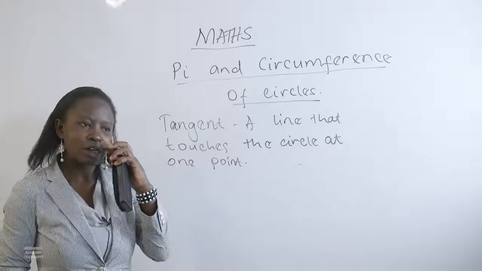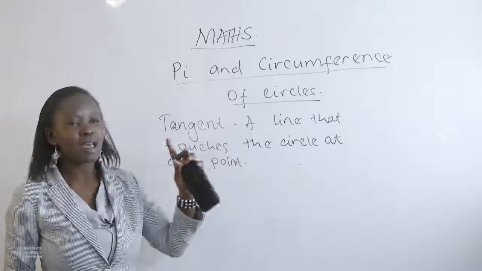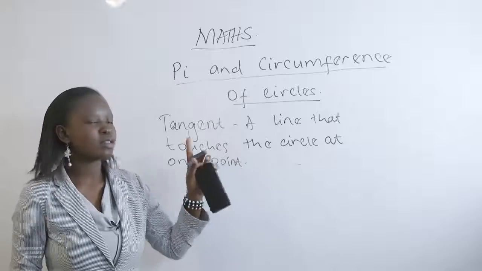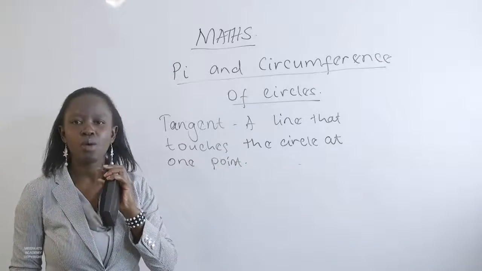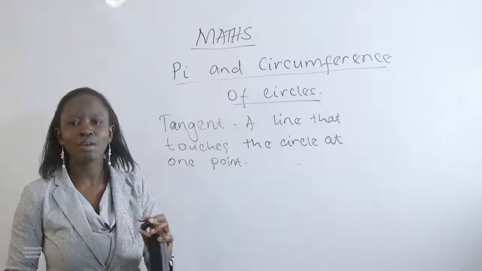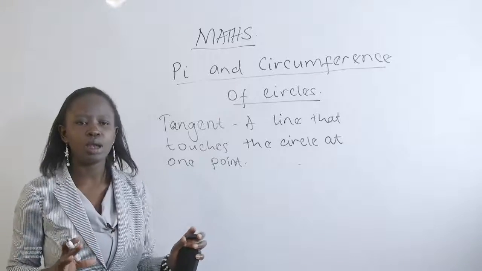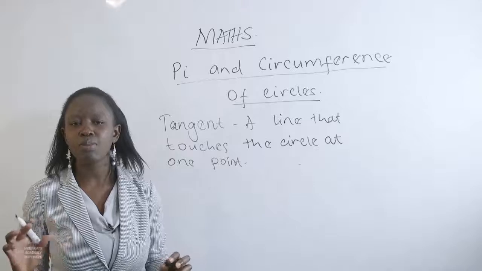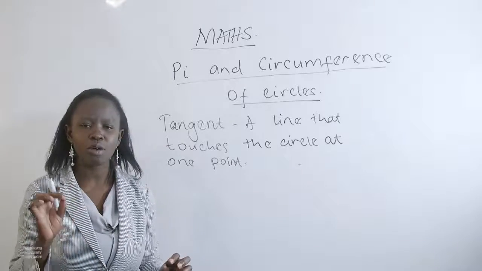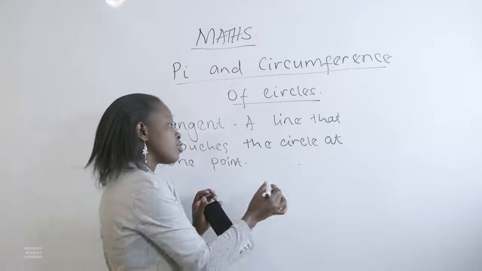So we are talking about a tangent, and we are simply saying that it is a line that touches the circle at only one point. However much you try and lengthen that given line, it will not cross any other part of the circle, but only one point of this given circle.